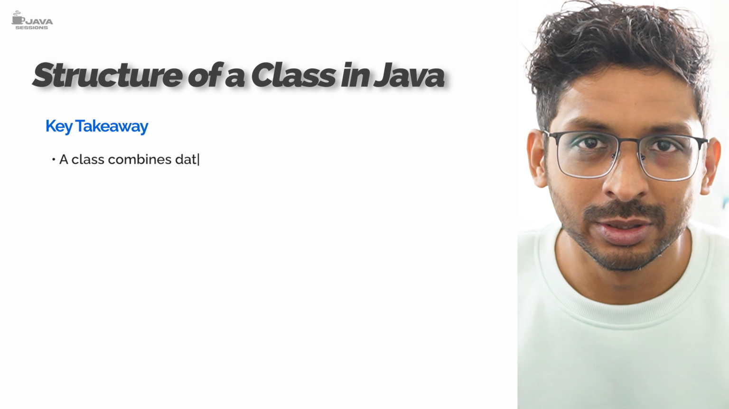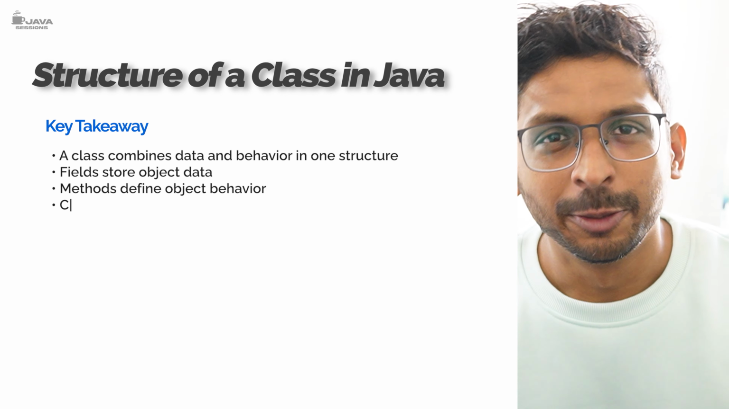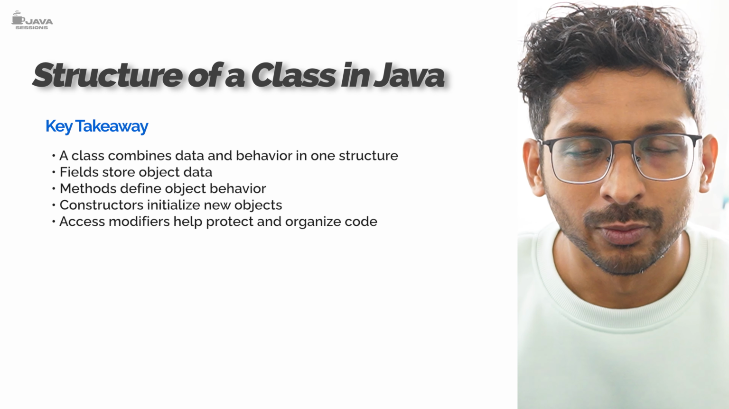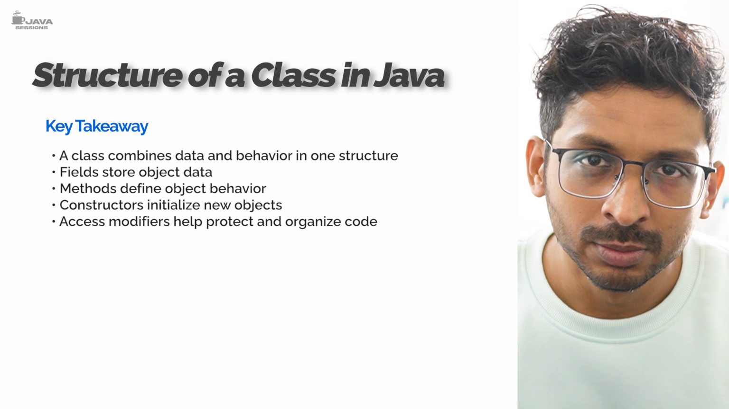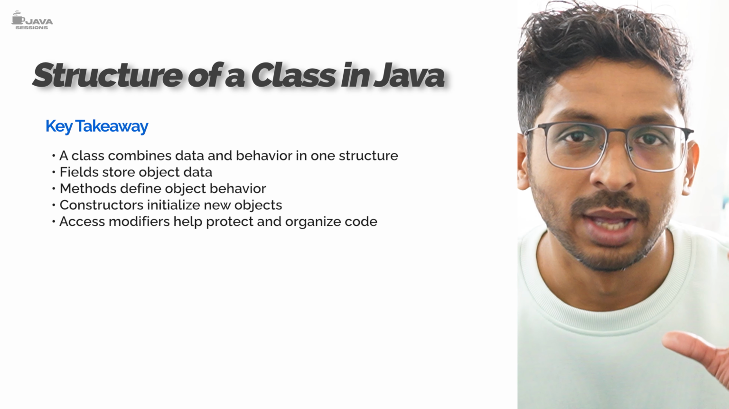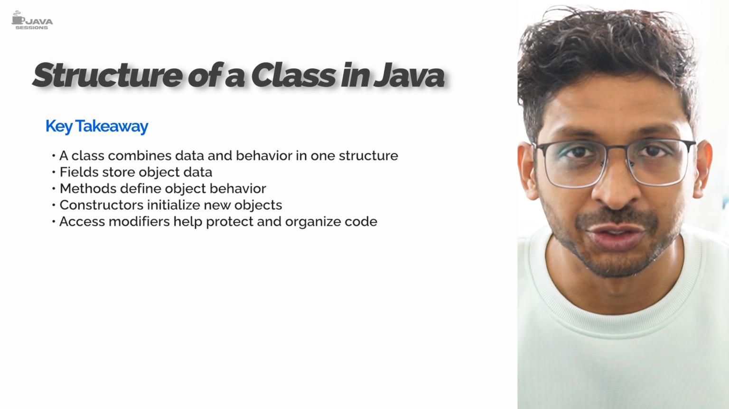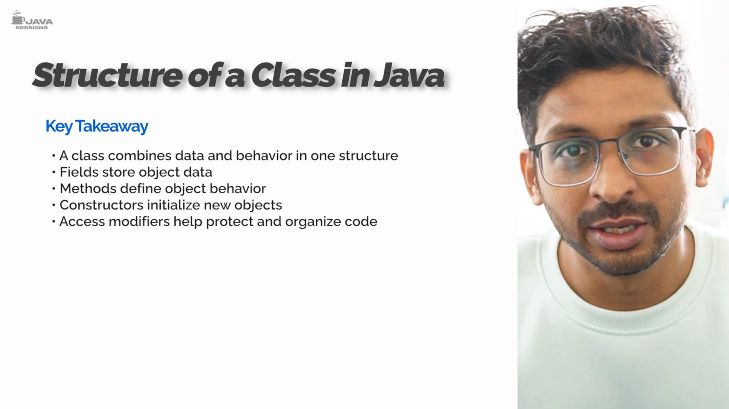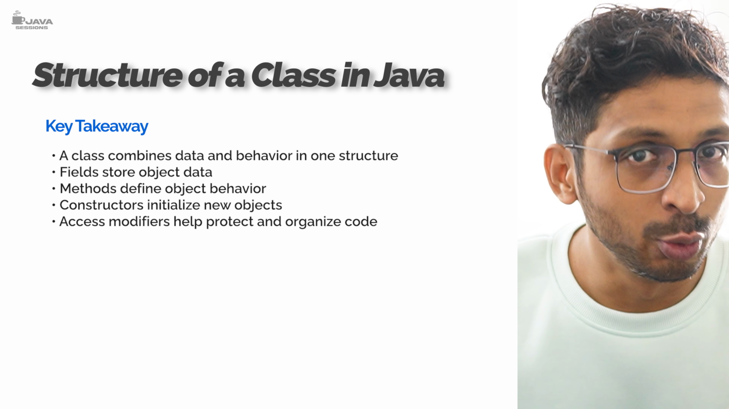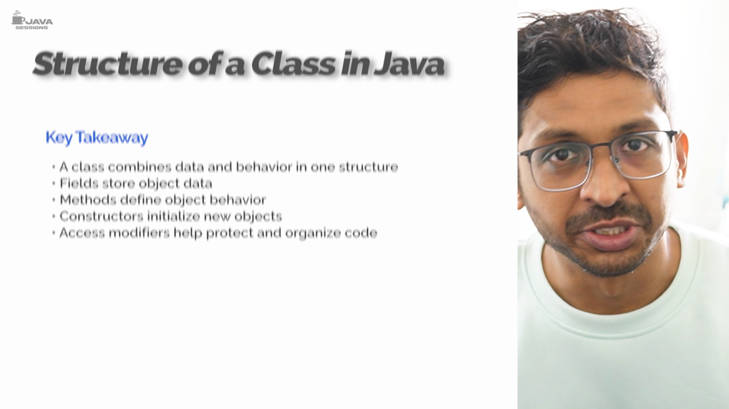So the takeaway here is that every class in Java typically includes fields for data, methods for behavior, constructors for initialization, and access modifiers for security and structure. Together these make a class a well-organized blueprint for creating real-world objects.